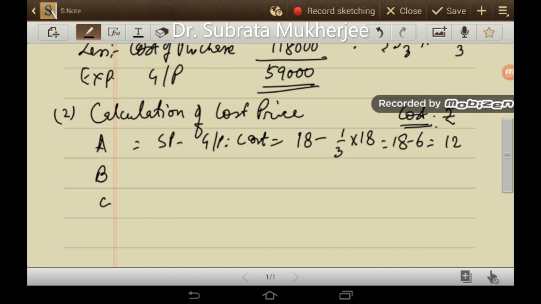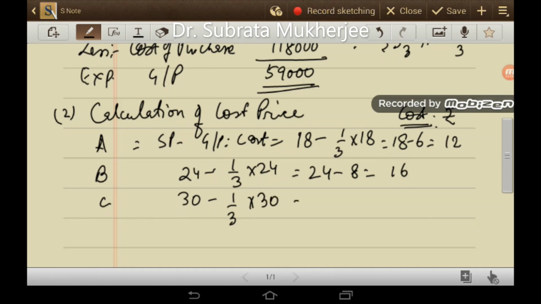So cost price of department A is 12 rupees per unit. For B, selling price is 24 minus 1/3 of 24. So 24 minus 8 is 16. So cost of purchase for department B is 16 per unit. And for C, this will be 30 minus 1/3 of 30, which is 30 minus 10, is 20 rupees per unit.